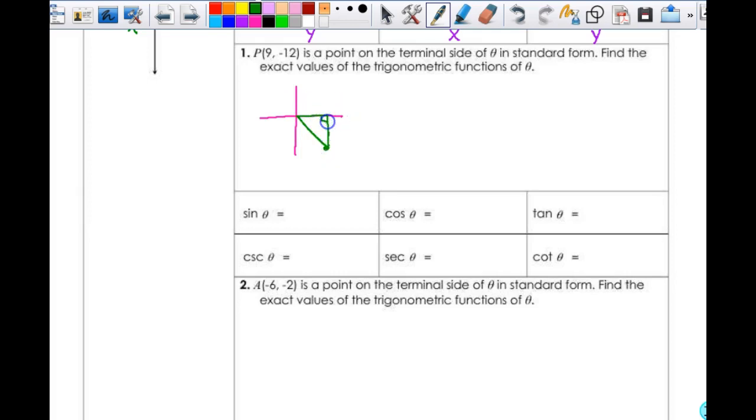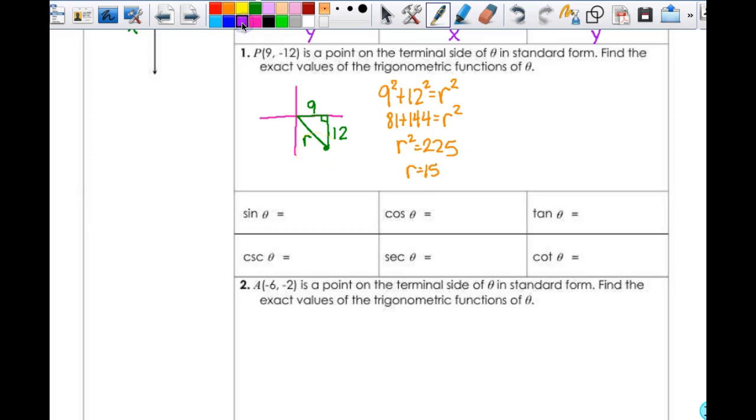I'm in the 4th quadrant. So this length is 9, this length is 12. Yes, it's 9, -12, but the length of that part of the triangle is a positive 12. And then this is the radius that I'm looking for. So even if it didn't tell me how to find it in that first little thing, clearly we should understand the Pythagorean theorem here. So this will be 9 squared plus 12 squared equals r squared. 81 plus 144 equals r squared. So r squared is 225, and r is equal to 15.